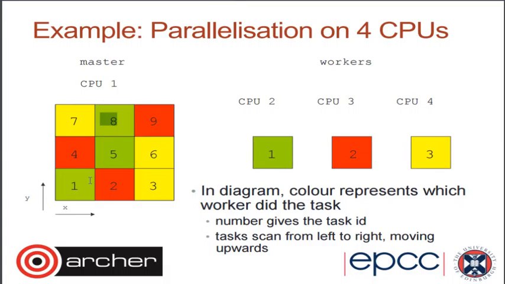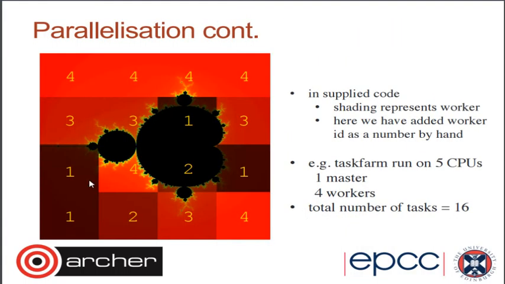The colors represent the worker. And you're just moving from left to right, so that's your origin, X, Y, and you're scanning upwards. So that's just an example of what it will look like. This is an actual run. So this is results from an actual run. And what you have here is your picture, of course, your Mandelbrot set, and overlaid is how we've divided up the grid, and also the numbers represent the workers that were taking care of those regions.